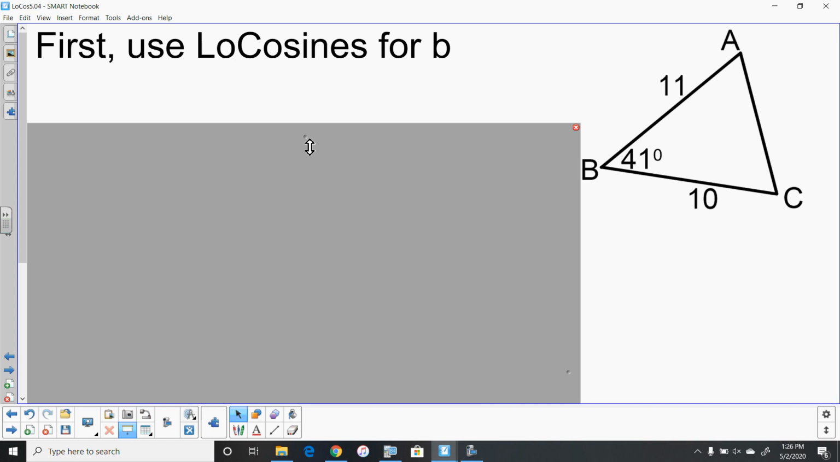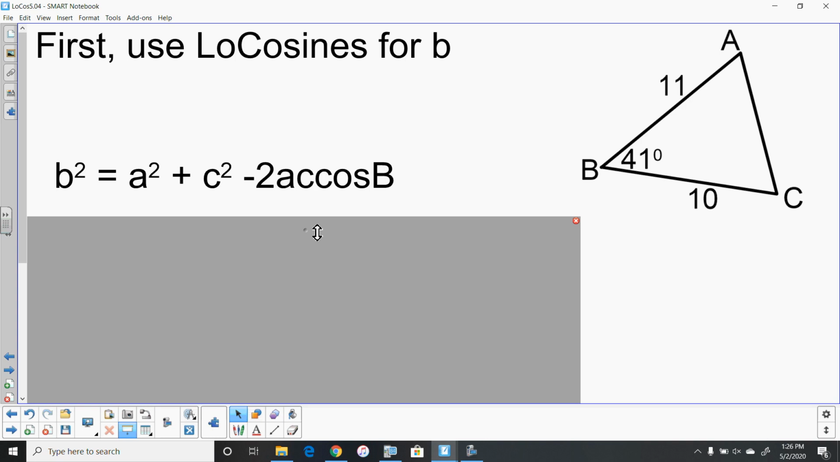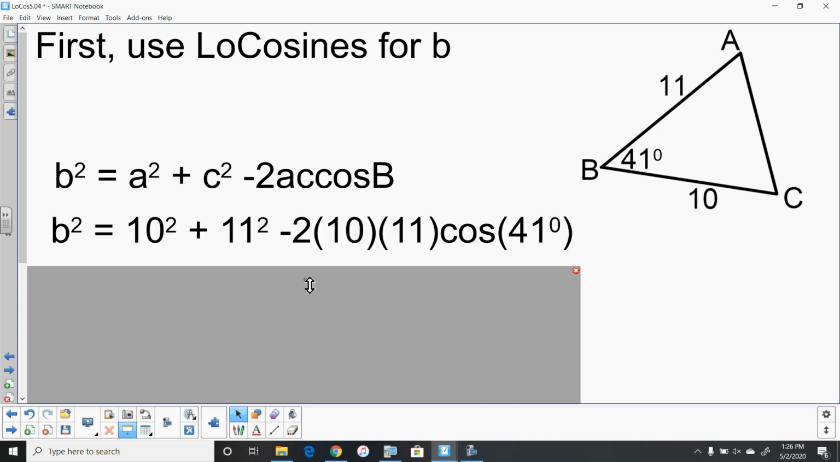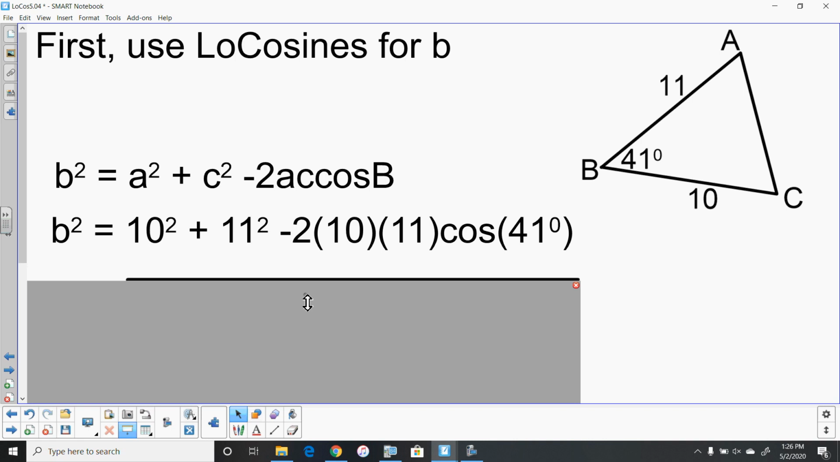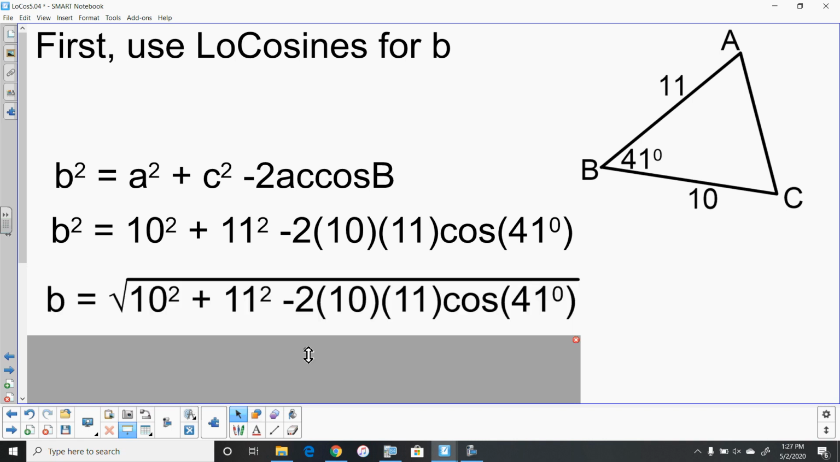So I'm going to say, because I don't know side B, B squared equals the other two sides squared minus 2 times those sides times the cosine of angle B. Plug in everything that you've got. And in one step, I can get B by taking the square root of that whole thing.